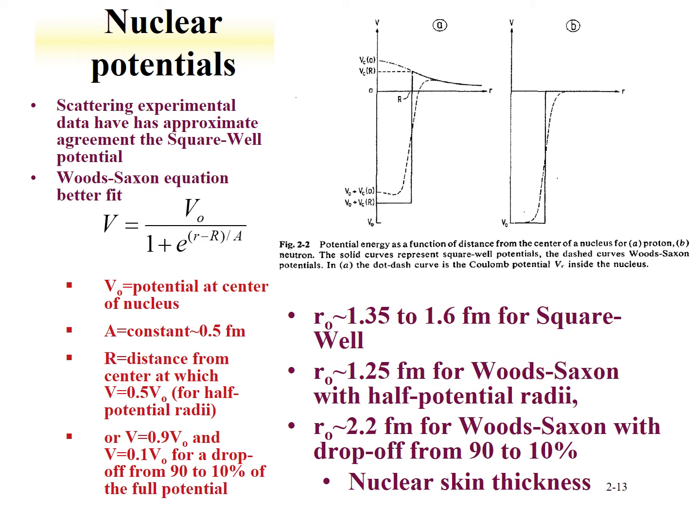So now this information was utilized. You get an R naught of 1.35 to 1.6 femtometers for a square well. This term changes a little bit for the Woods-Saxon potential if you're looking at the half potential, where it drops from the center to the half, or where it goes from 90 to 10% of the full potential. This R naught goes to 2.2 femtometers. And this 90 to 10% drop can be defined as the nuclear skin thickness.